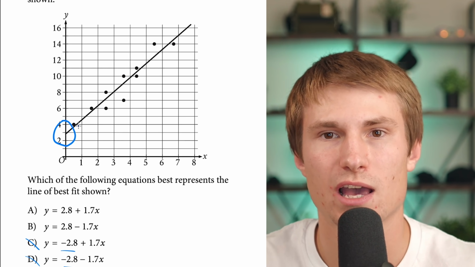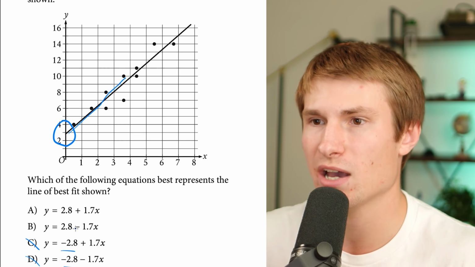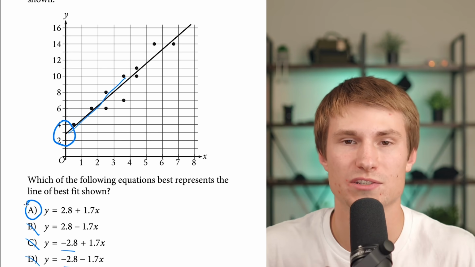The next thing I'll take a look at is the slope. In this case, I see my slope is positive. If I look at answer choices A and B, I see only one of them has a positive slope, so my answer has to be answer choice A.